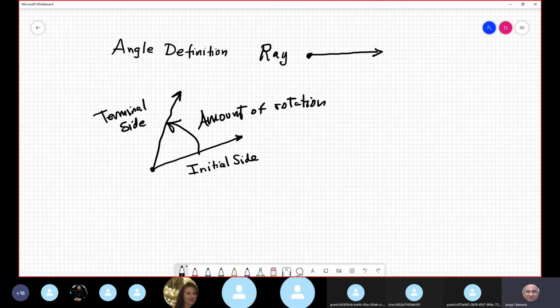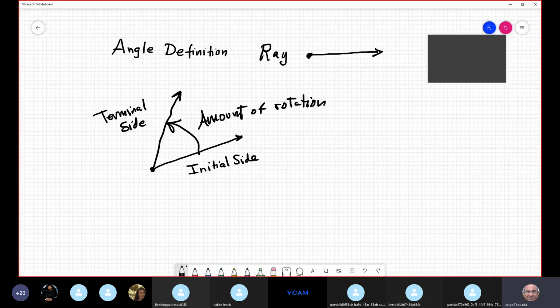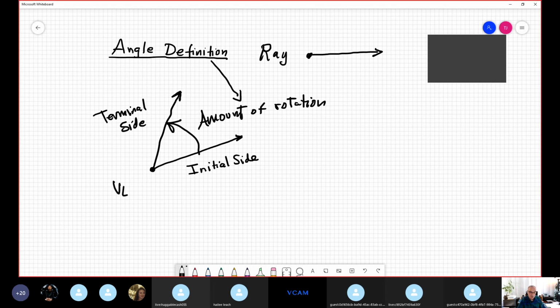Represent the angle. So the angle definition is equal to the amount of rotation. By the way, this point is called a vertex. Okay, vertex. How do you measure the amount of rotation?